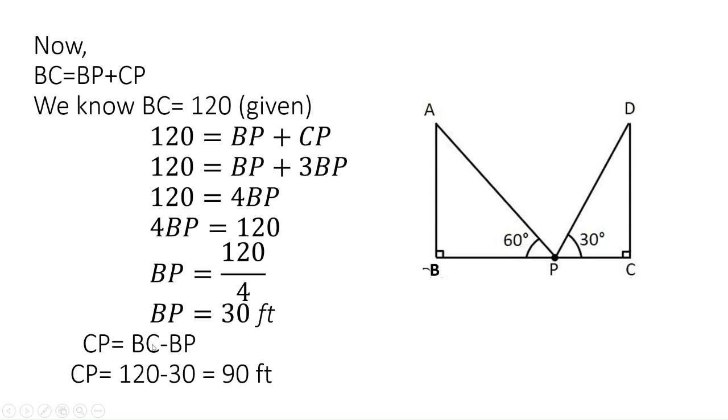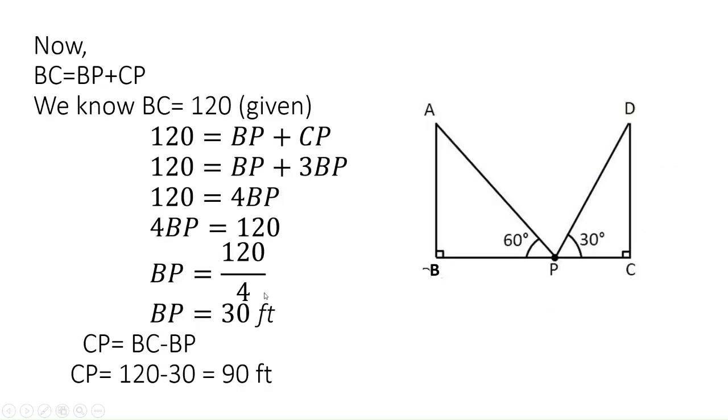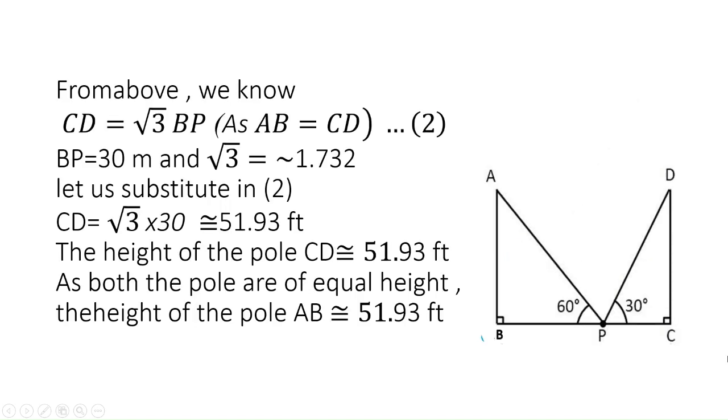Here the distance between the first pole and the point is 30 feet. Obviously, CP is equal to BC minus BP. Yes or no? So here CP is equal to 120 minus 30, that is equal to 90 feet. CP is the distance between the point and the next pole. So we have found out the distance of the point from the two poles. When we consider the first pole, the distance is 30 feet, and when we consider the second pole, the distance is 90 feet.